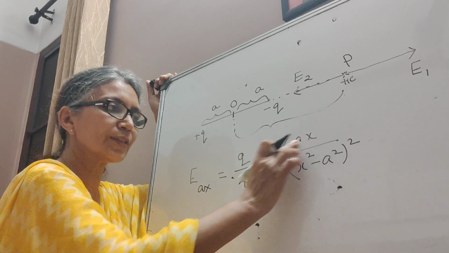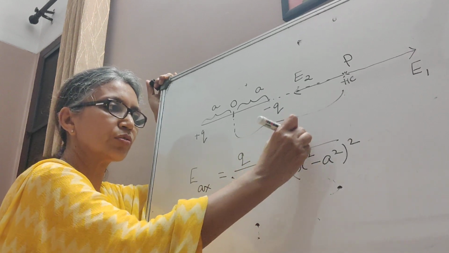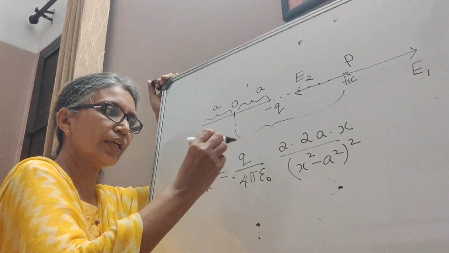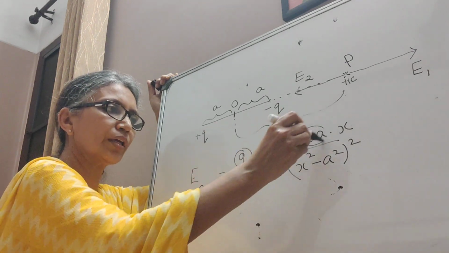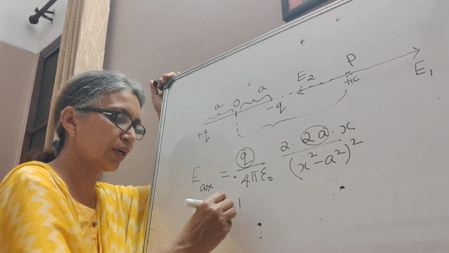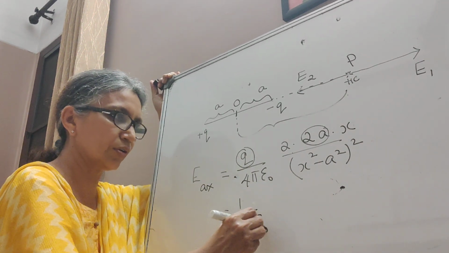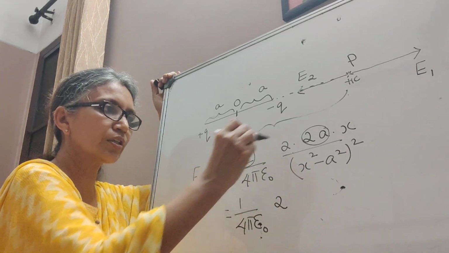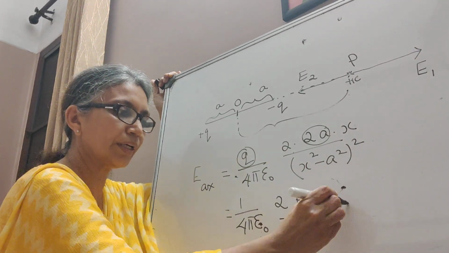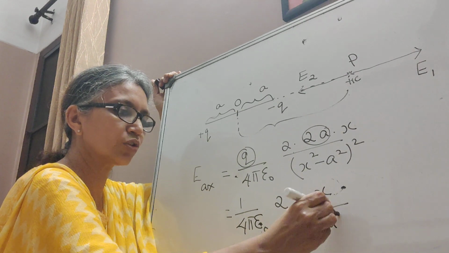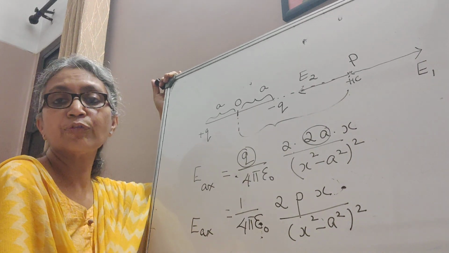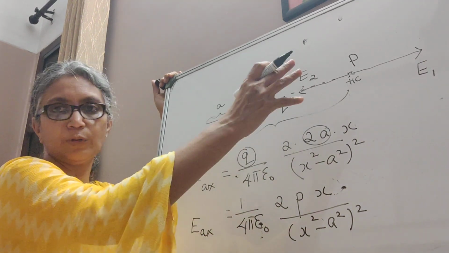This 4ax I can split and write as 2 into 2x, 2a into x, because this is 4ax. Why I did that is because this q into 2a, in the previous topic I told you is dipole moment, so that I may write this as 1 by 4 pi epsilon 0, 2 into this q into 2a I will multiply and write it as a dipole moment, into x by x square minus a square the whole square. This is your equation for E axial, meaning the electric field along the axis of an electric dipole.